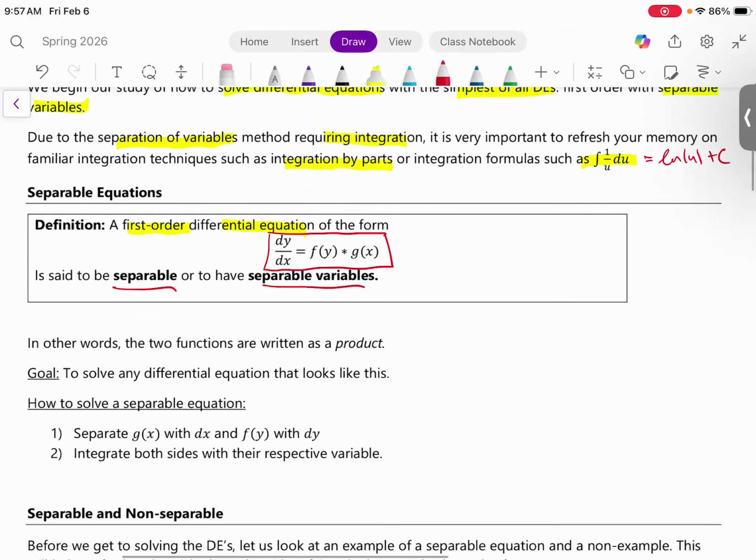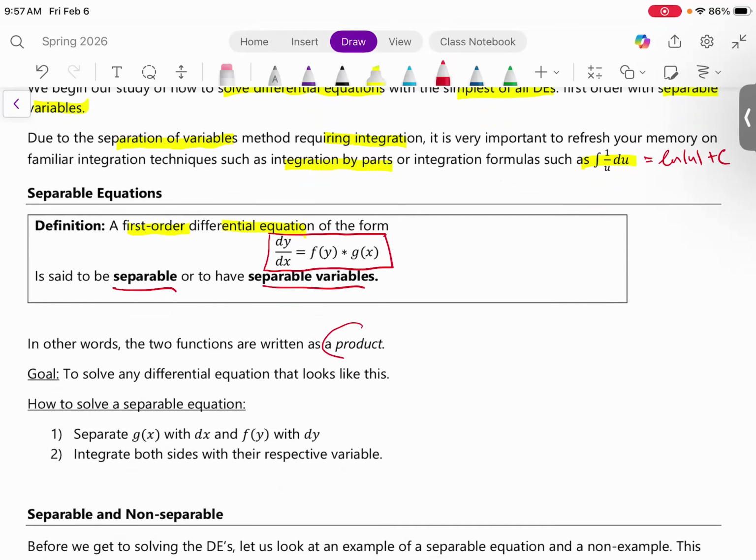So what does that mean? What that means is that this is written as a product. Some function of x and some function of y can be written as a product. There might be some manipulation needed in order to have it clear as a product, but that's the definition of a separable variable.